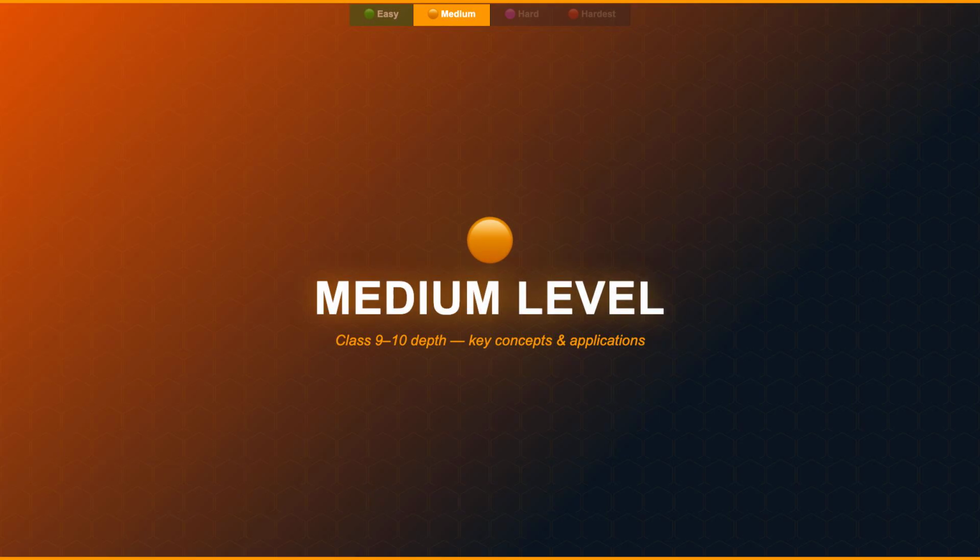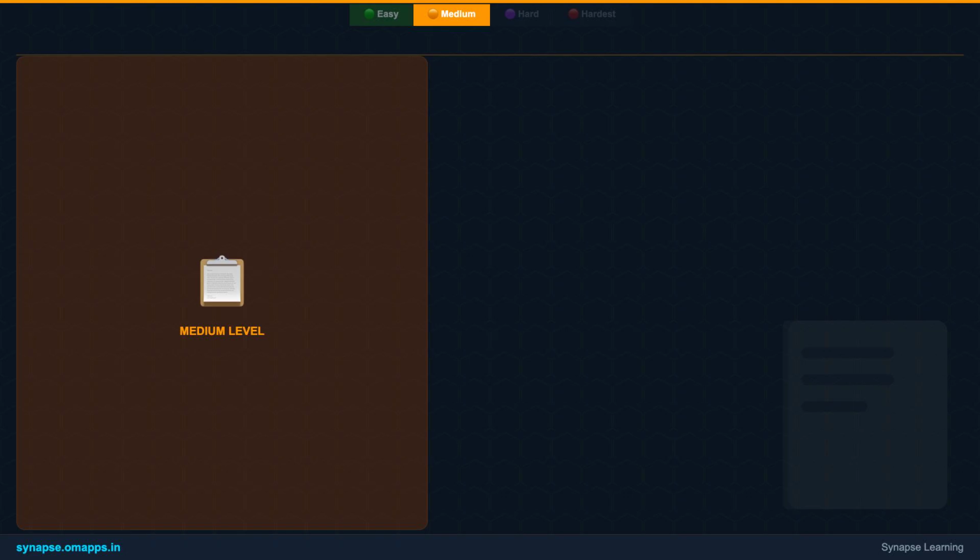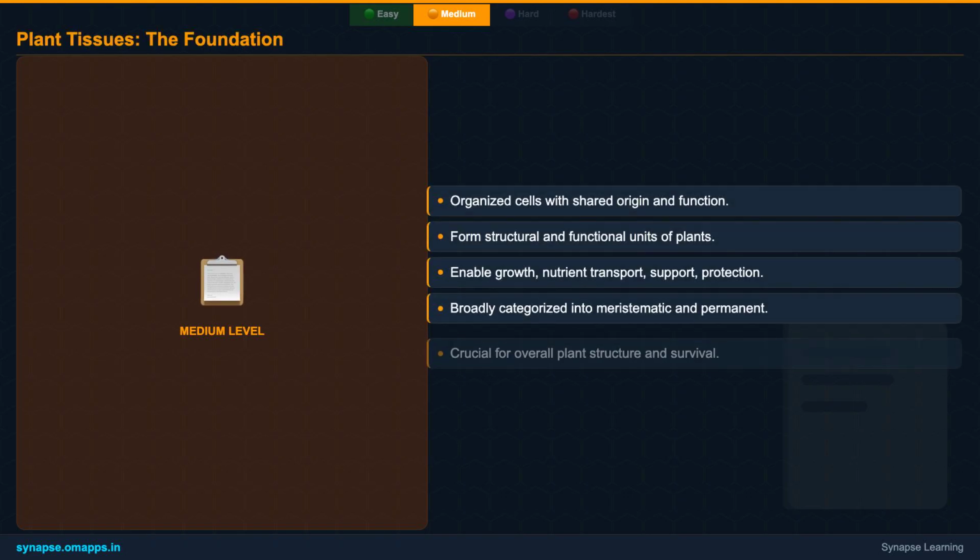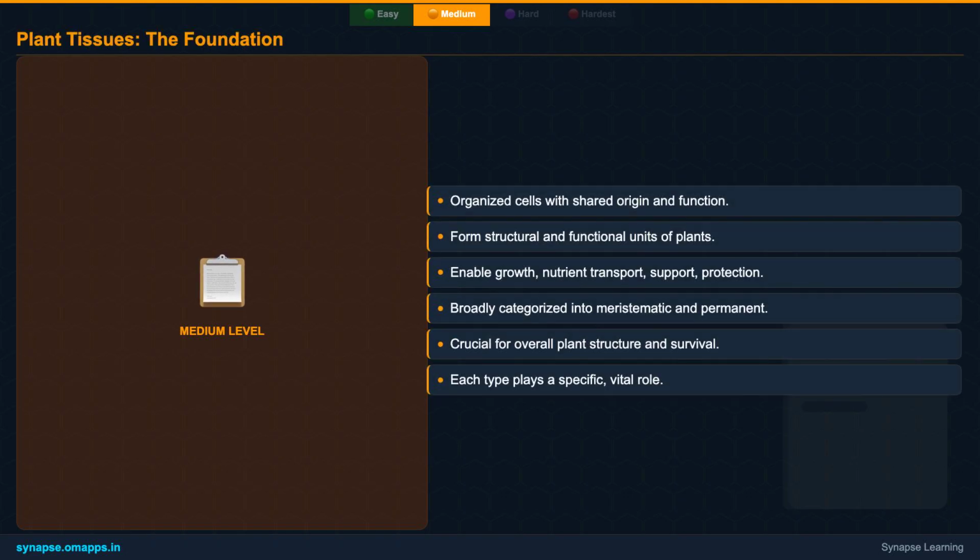Let's now delve a bit deeper into the intricate world of plant tissues at the medium level. Plant tissues are not just random collections of cells, they are highly organized structures that form the very foundation of plant life. Each tissue system plays a crucial role in enabling a plant to grow, adapt, and thrive in its environment. Think of them as specialized departments within a plant's organization. From the protective outer layers to the internal transport networks, these tissues work in perfect harmony.